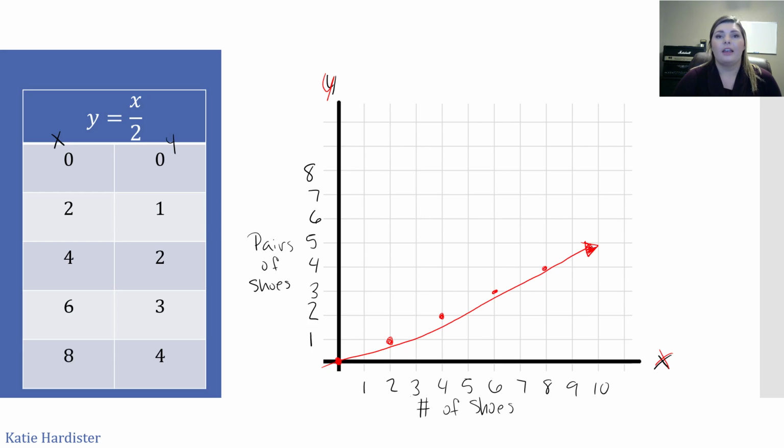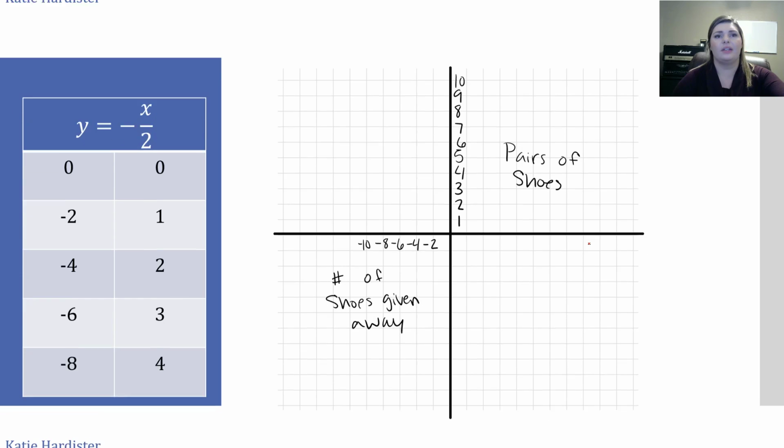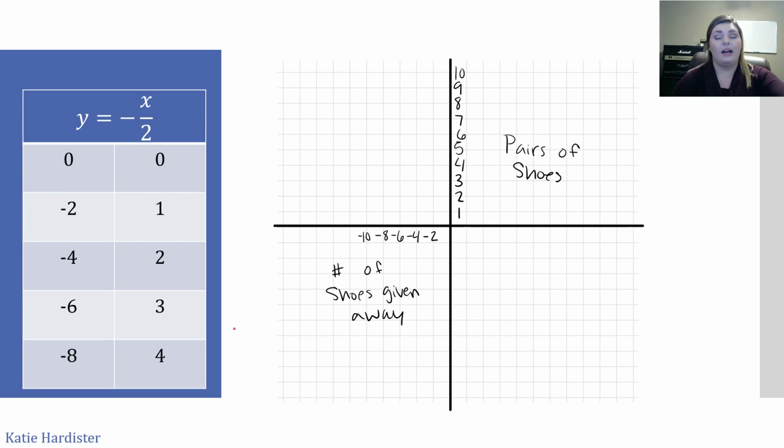So then my fiance comes home and he says, you just have too many shoes and you need to get rid of some. And I think he's crazy, obviously. But, so again, if 0 is here, so let's say that I subtract, here's our new formula, so y equals negative x over 2. So if I get rid of 2 shoes, so number of shoes given away is 2, 2 given away gets me down to 1 pair of shoes, or I'm sorry, 1 pair of shoes given away.